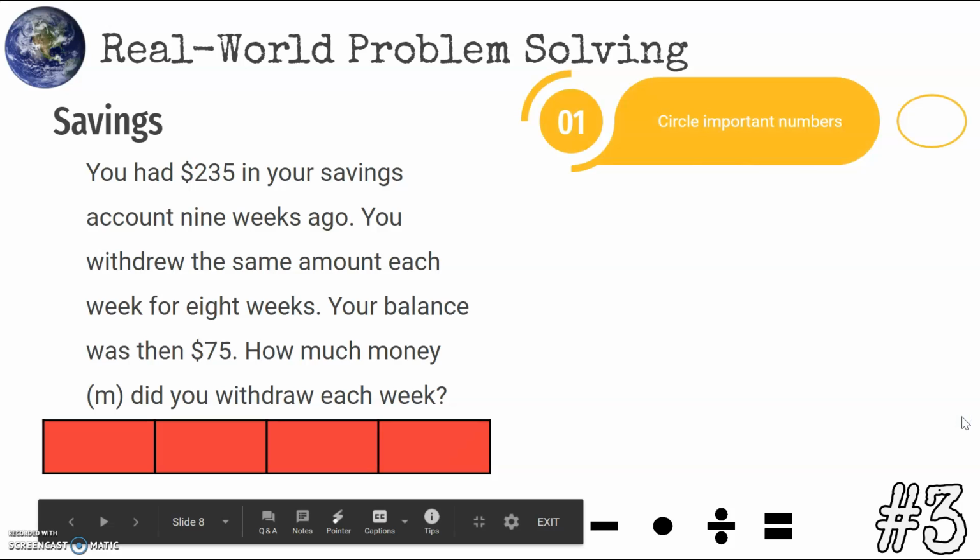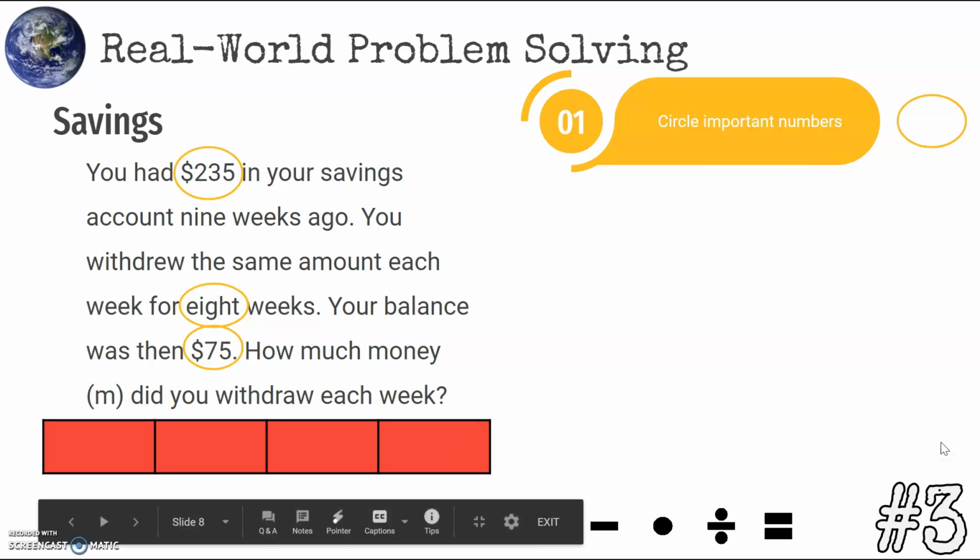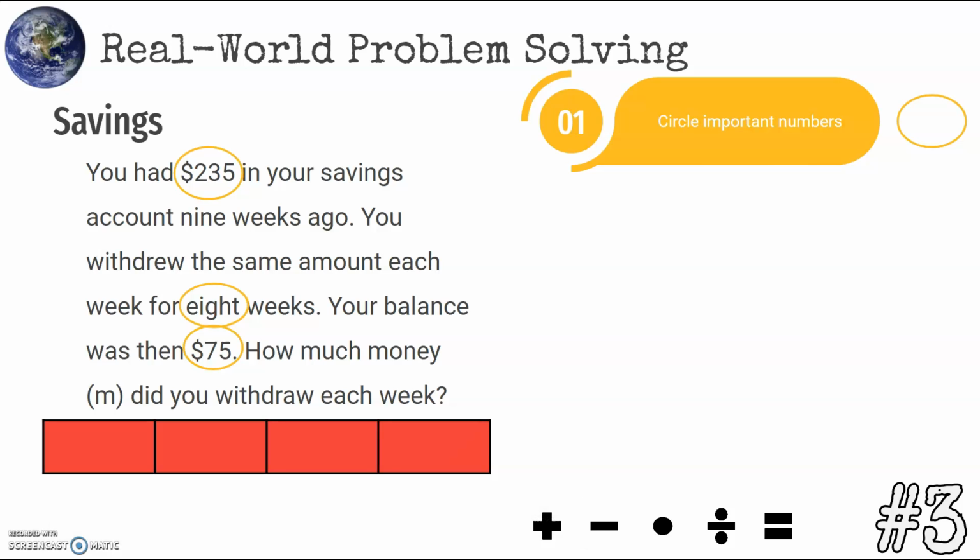Okay, so we're going to circle the important numbers. 235, 8 weeks. Even though it's written out that way instead of just the number 8, it is important. And then 75. We could have done 9 weeks ago too, but don't worry about the 9, because they give us 8 weeks. So 9 weeks ago, then 8 weeks from then, so together it would total it. You need to focus on it because it says you withdrew the same amount for each week.